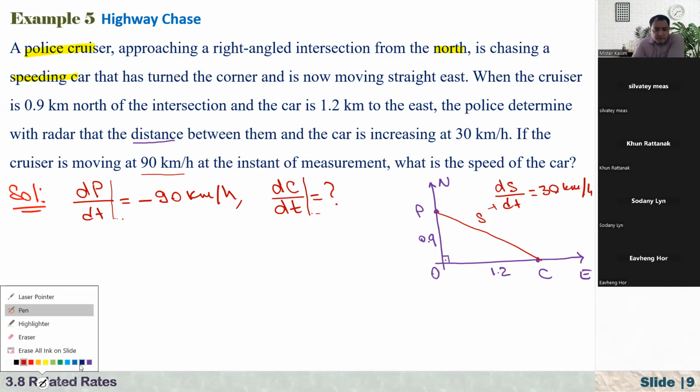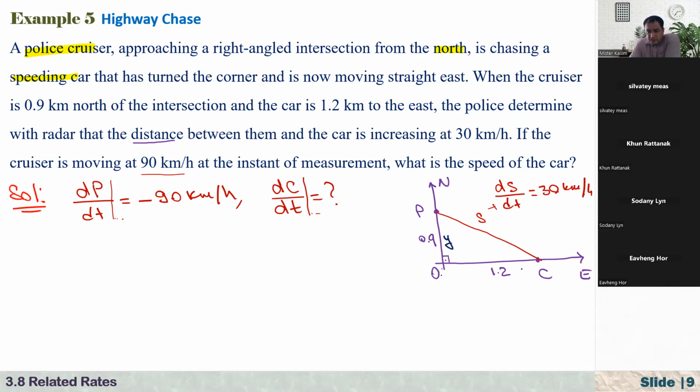Okay, now let's continue. So first, as you see here, at that instant, this P, C, and this intersection form a right angle triangle. So that means at any time, I can just write this equation. If the distance between the origin and the police car is y, and the distance between the origin and the car, which is fleeing from the police car, is x, then we have this equation.